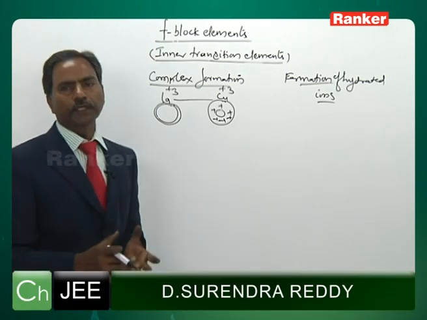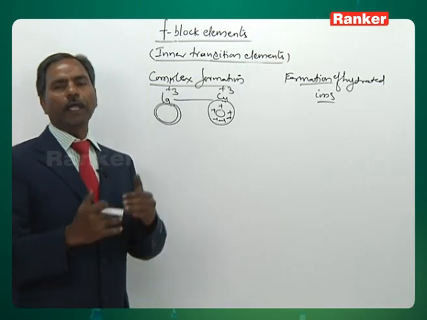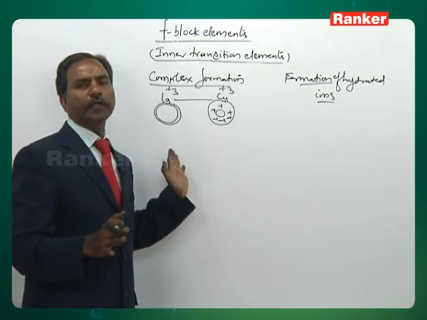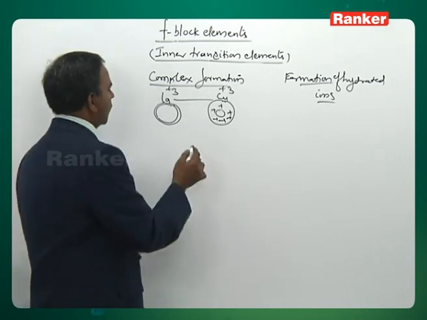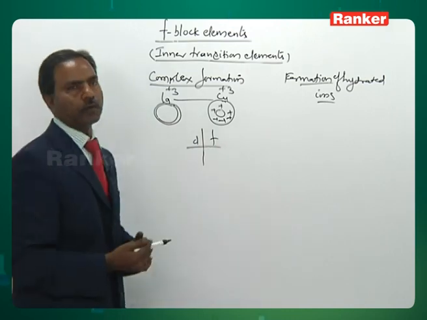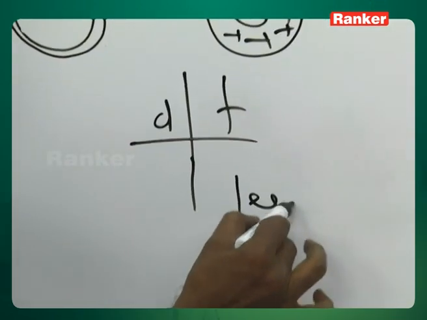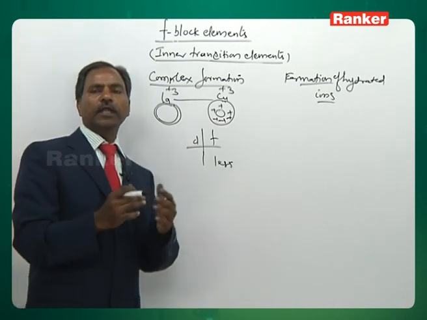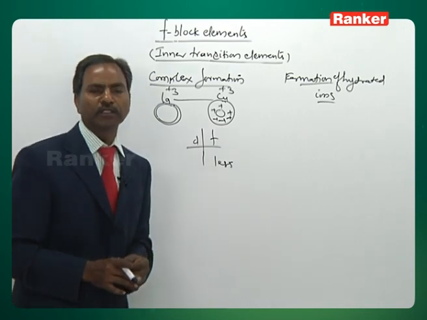Once charge density is increasing, the tendency of formation of complexes gradually increases. So lanthanum to lutetium, due to decrease in ionic size and increase in charge density, the tendency of formation of a complex gradually increases. Now, if you consider D block elements and F block elements, the tendency of formation of complexes by F block elements is found to be less in comparison to D block elements. Why is it less?